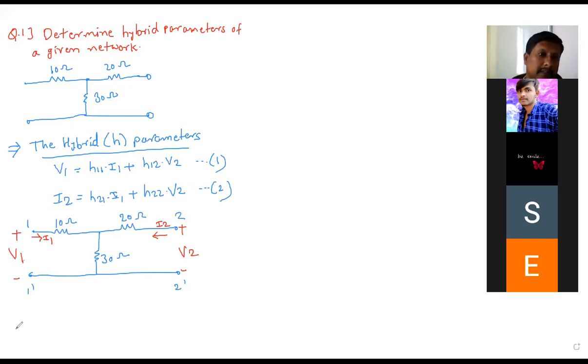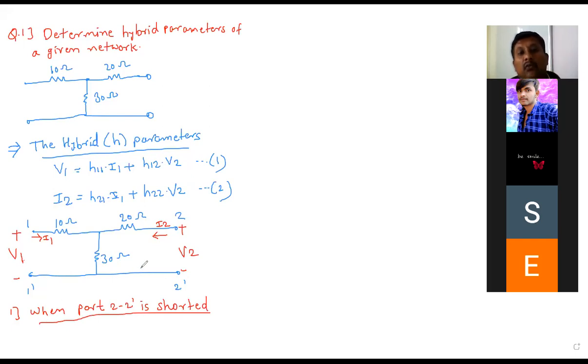Okay. So what will be the first condition here? When port काय असणार आहे? V2 equal to 0 means 2 dash is shorted. Yes, 2 dash is shorted. Very good. When port 2 dash is shorted म्हणजेच काय किंवा असंही लिहू शकतो V2 equal to 0 that is when port 2 dash is shorted. Wording is yours. उलटही लिहू शकता तुम्ही when V2 equal to 0 that is port 2 dash is shorted असंही लिहू शकता.